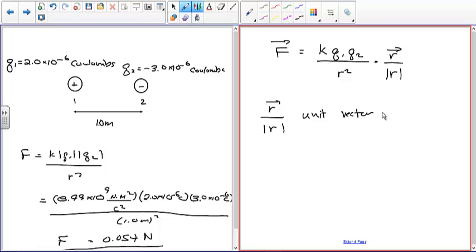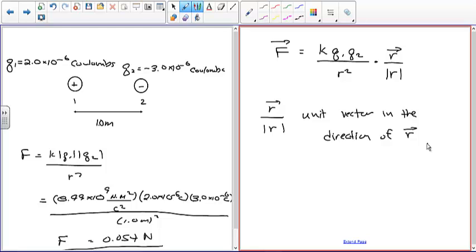So it's a unit vector in the direction of the position vector. Since we're not doing calculus-based physics, you don't have to know how to do this, but it's showing you, to remind you, that the force that we end up with is a vector force.